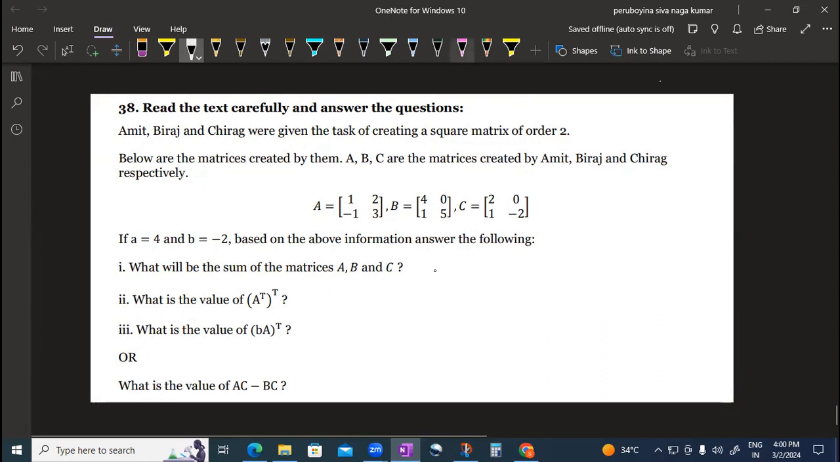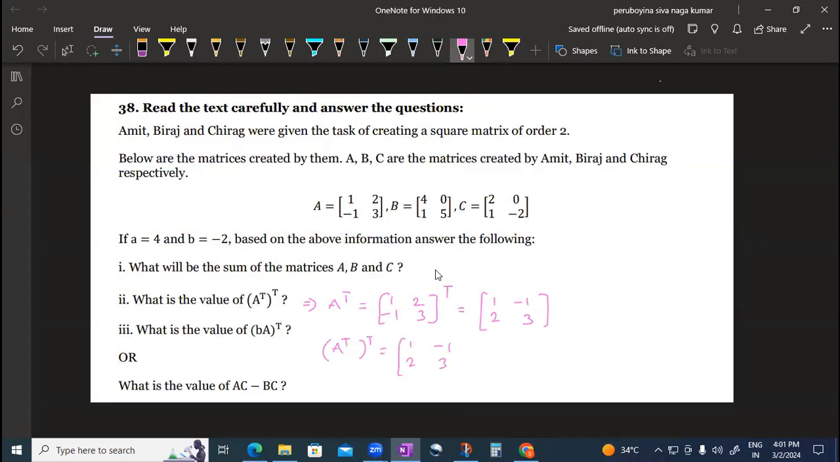Second question, A transpose whole transpose. A transpose whole transpose is A only. Transpose means changing rows into columns. So 1, 2, -1, 3, transpose. Transpose means rows into columns, columns into rows. So the first row becomes the first column. The second row becomes the second column. Again, A transpose whole transpose means again you have to transpose the elements of A transpose. So again rows become columns, columns become rows. So again you got A.